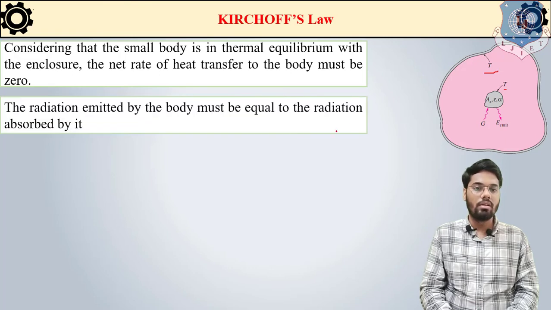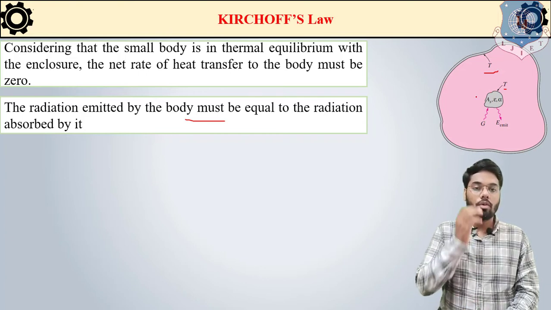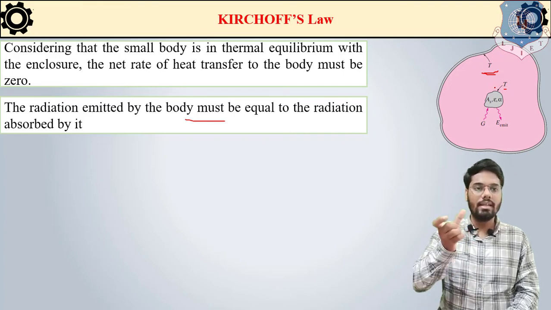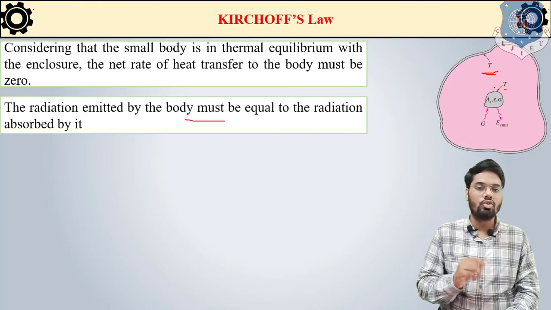So whatever radiation is emitted by the body must be equal to the radiation absorbed by the body. Whatever, I repeat once again, for thermal equilibrium, this black body is at temperature T, and this real body is also at temperature T. So both bodies are in thermal equilibrium, and the net heat transfer between them should be 0.